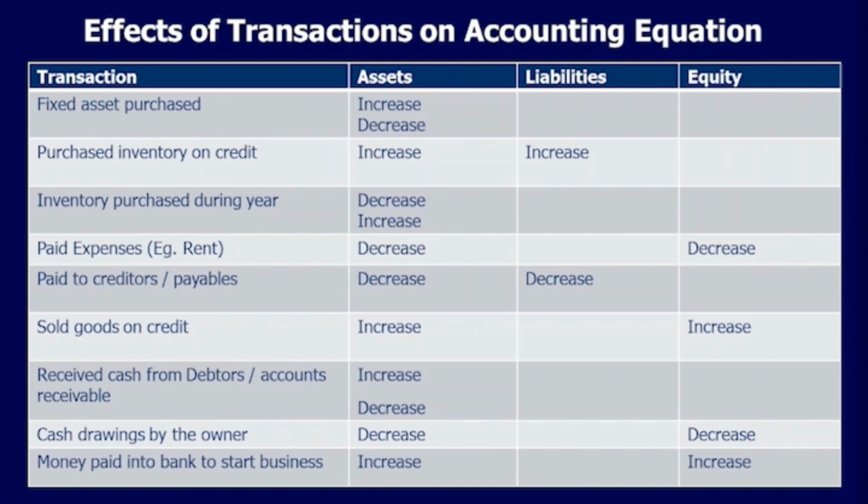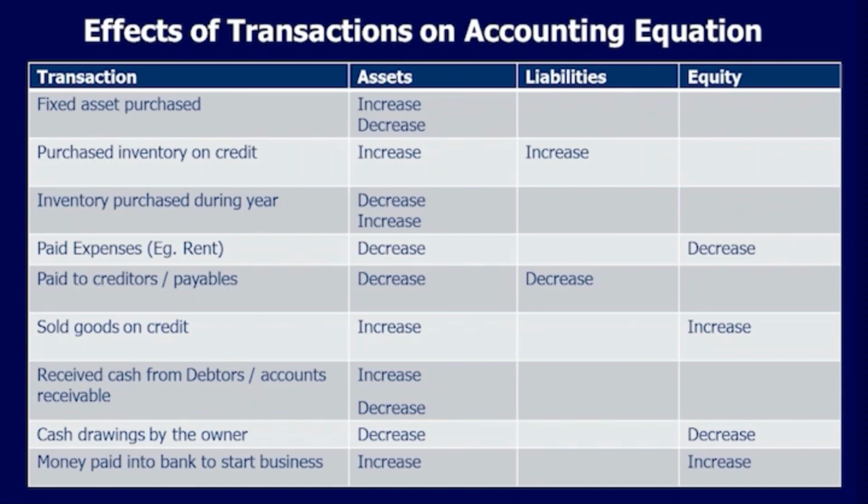Next, inventory purchase during year, cash purchase. Inventory account debit, cash account credit. Asset increases and asset decreases. There will be no change in the accounting equation. So the accounting equation after this transaction is exactly the same as before. Next, paid expenses. When you pay for expenses, expense account debit, cash account credit. Cash is an asset account, therefore asset decreases. Increase in expenses will decrease profit, therefore equity decreases.